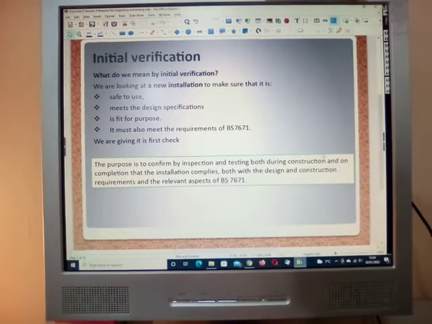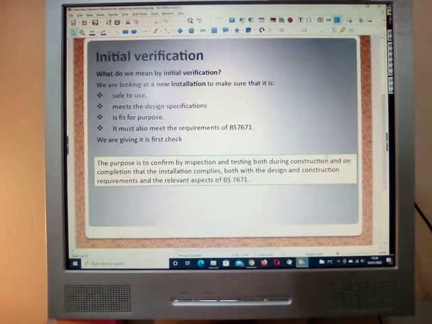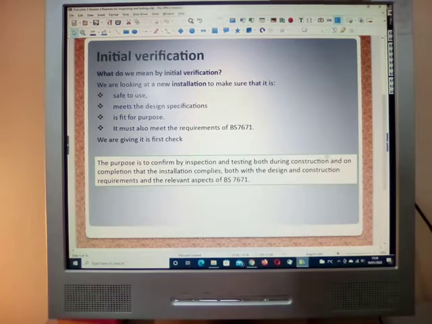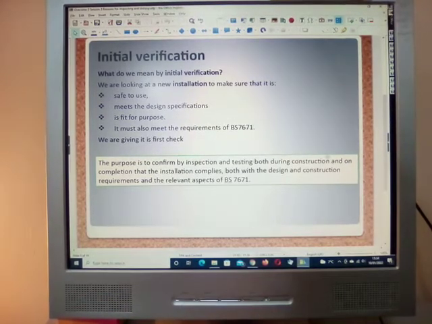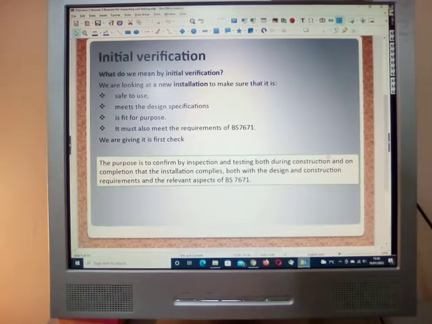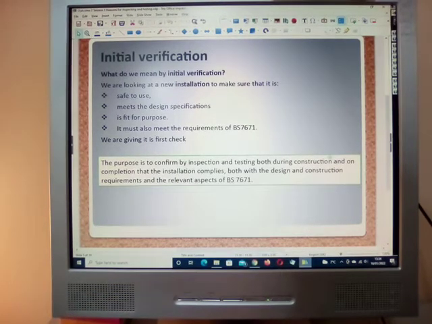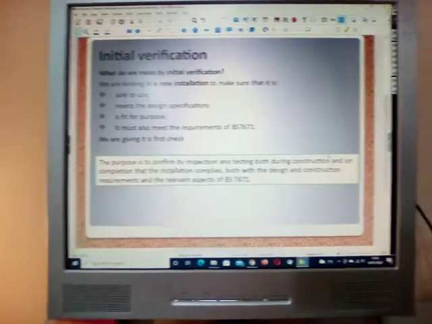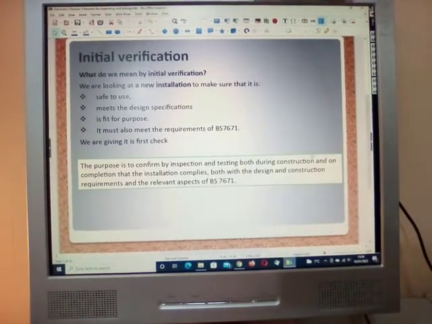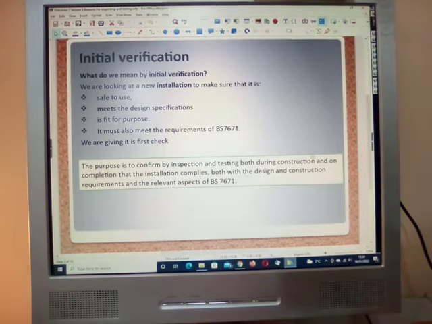The purpose is to confirm by inspection and testing, both during construction and on completion, that the installation complies with both the design and construction requirements and the relevant aspects of BS 7671. And again, that is the IET/IEE regulations. I repeat, IET/IEE regulations.